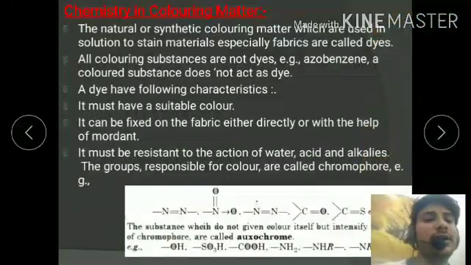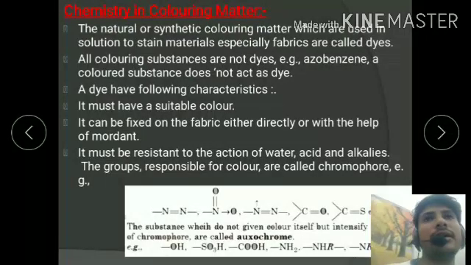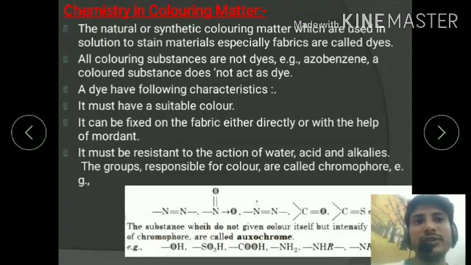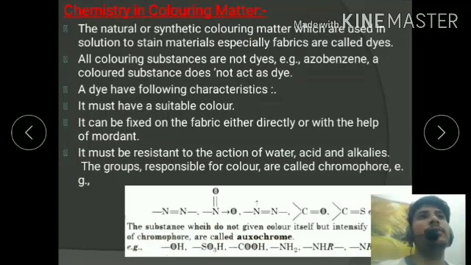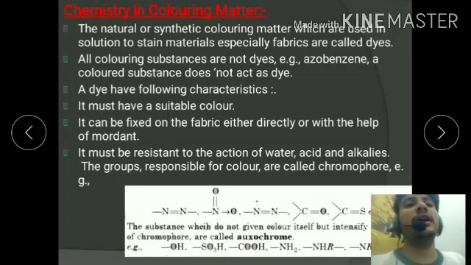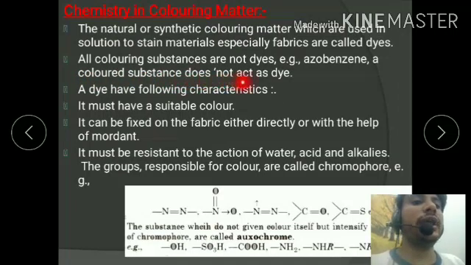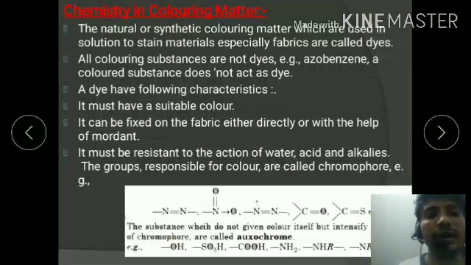The second topic is chemistry in the coloring matter. Which type of coloring matter, which type of dye we use, that is the coloring matter. The natural substance or the organic coloring matter which is used to colorize substances like fabric and clothes is called the dye. Okay, all the coloring substances are not dyes. Example, azobenzene, a colored substance, does not act as a dye. Azobenzene produces a color, okay, but it is not a dye.